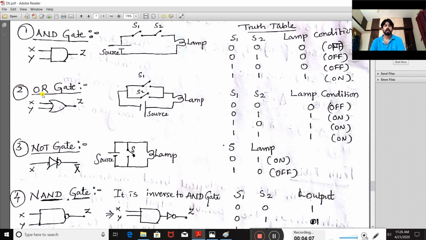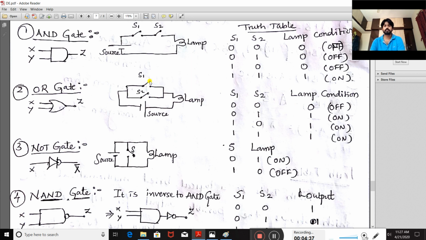Next one is the OR gate. This is the symbol of the OR gate. This is analogous to, again, an electrical circuit, but here the two switches are connected in parallel with the lamp. Now consider that both are off, that means both are at logical 0, so the off state. So with 0 0, current is definitely not flowing, so the lamp is off.